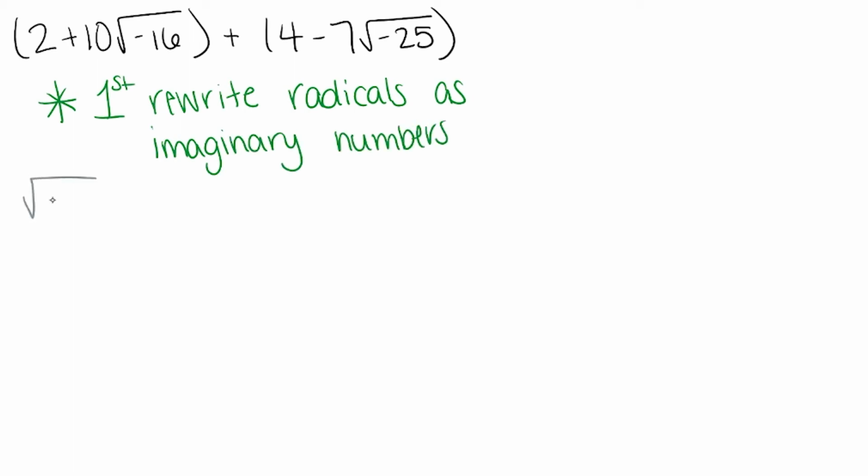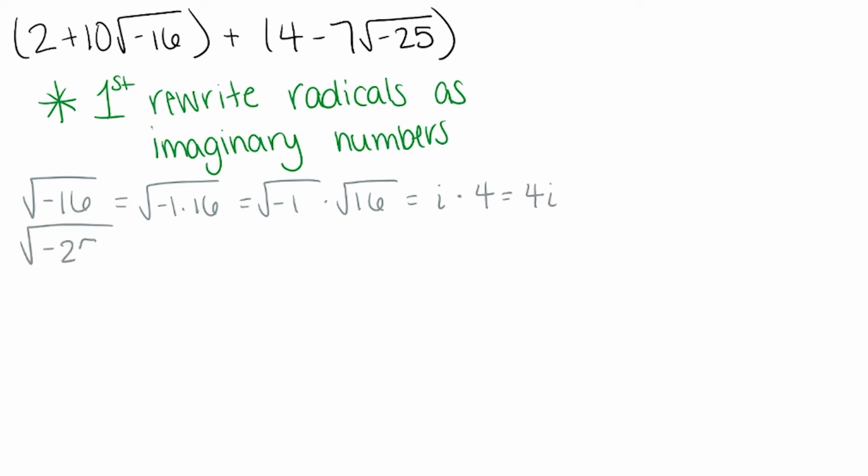So the square root of negative 16 is equal to the square root of negative 1 times 16, which is the square root of negative 1 times the square root of 16. Square root of negative 1 is i. The square root of 16 is 4, so this is equal to 4i.